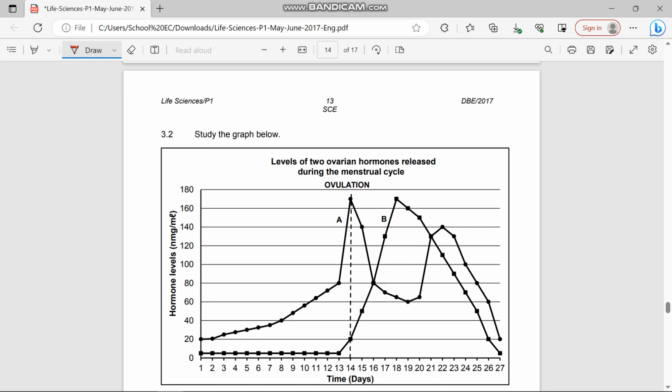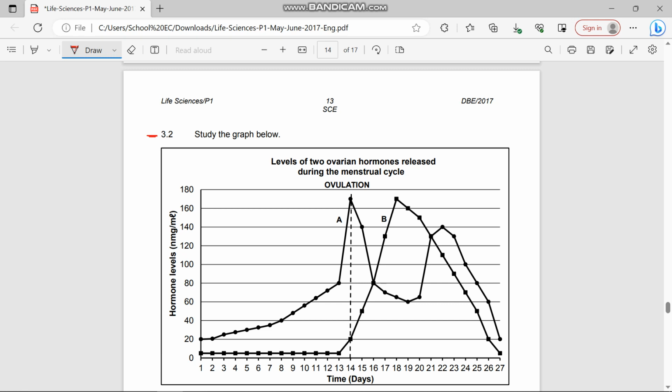Okay, so today we're going to be looking at one of the question papers for life sciences that were written in June, specifically in 2017. Question 3.2 says study the graph below. In this graph, we are shown the levels of two ovarian hormones released during the menstrual cycle. Each and every point is being illustrated there.